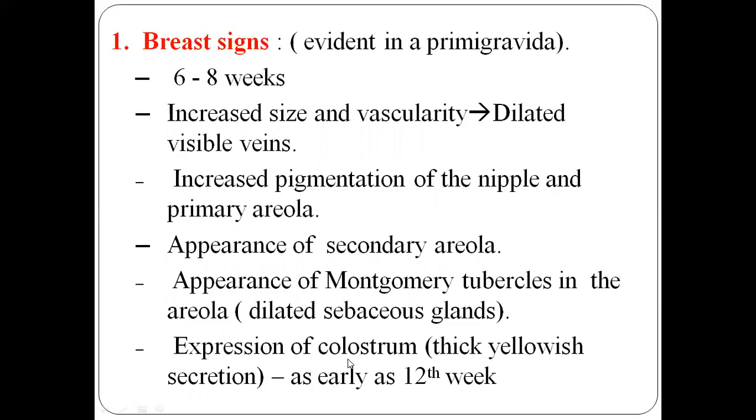Then there is expression of colostrum, a thick yellowish secretion, as early as the 12th week. So, these are the breast signs we can observe, mainly in primigravida. The size will be increased, vascularity will be increased, so the dilated veins will be visible, the primary areola and nipples will become hyperpigmented, the secondary areola will be developed, Montgomery's tubercle will be evident, and colostrum will be expressed as early as the 12th week.